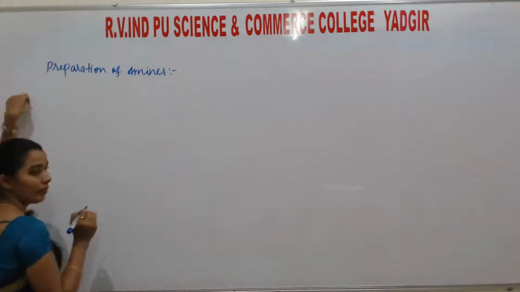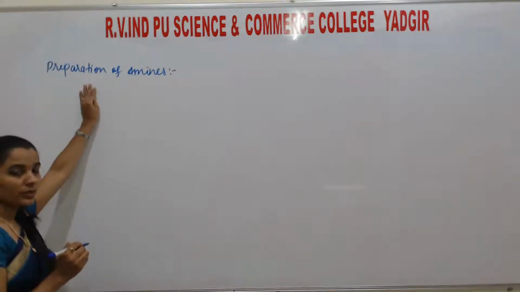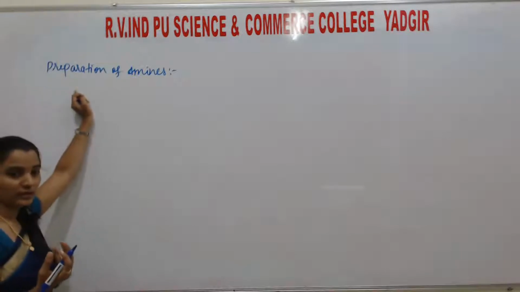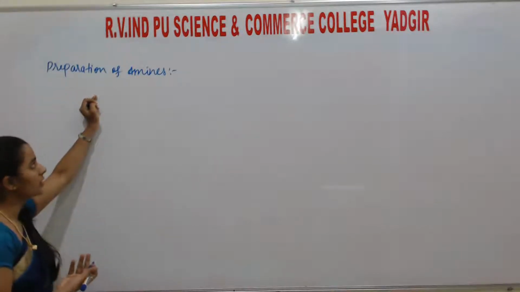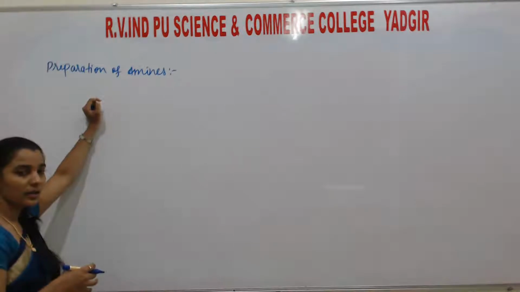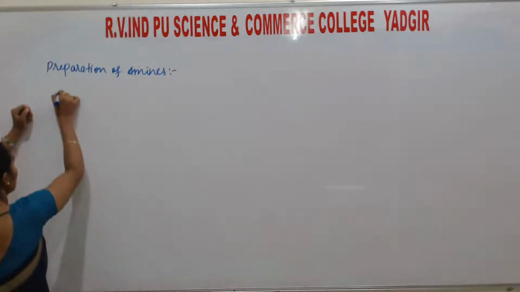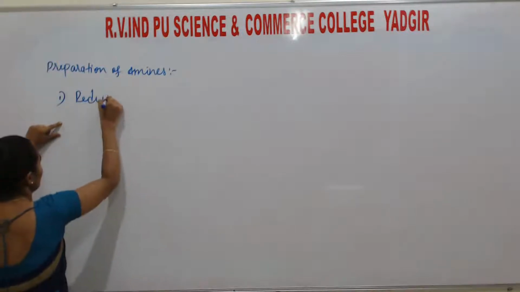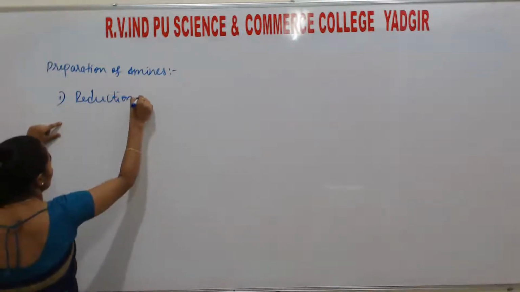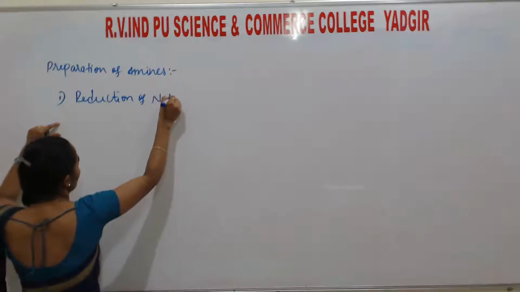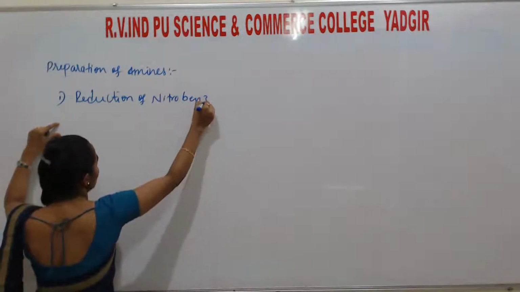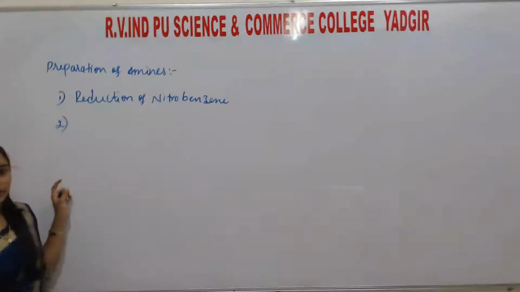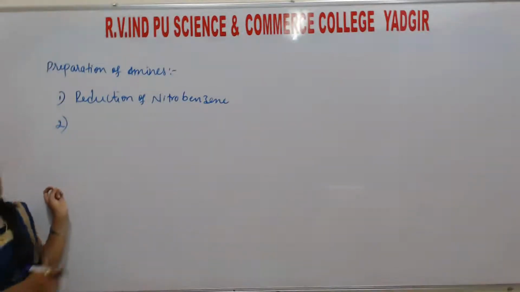The preparation of amines takes place by 6 different methods. Different reactant species are there, and using them we will discuss. The first one is reduction of nitrobenzene.